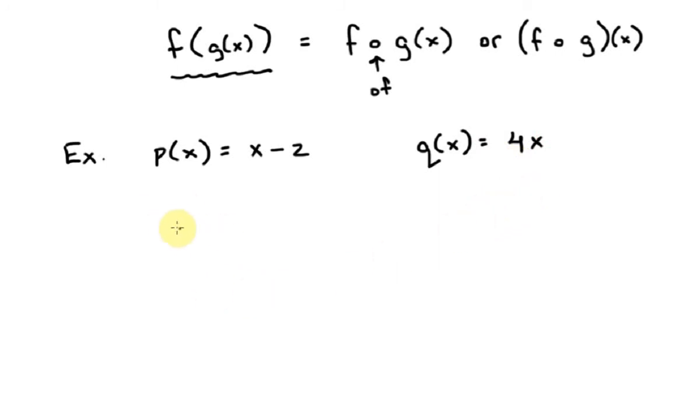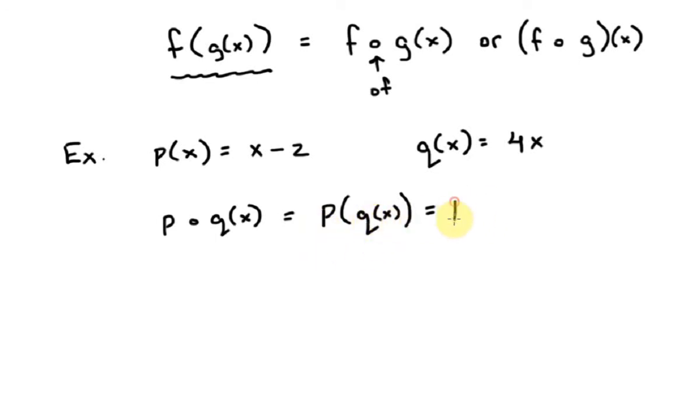Somebody comes along and says, I want to figure out what is p of q of x. Okay, no problem. First thing I'm going to do is rewrite that the way I like it, which to me is the more clear method: p of q of x. Now I know very clearly this is calling on function p, and the input is q of x.